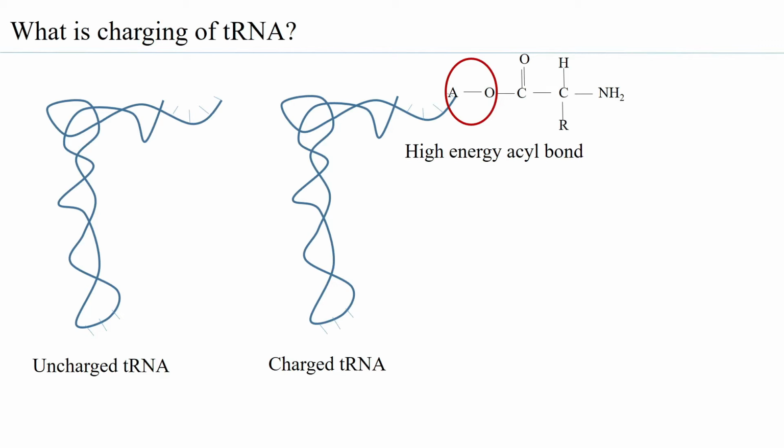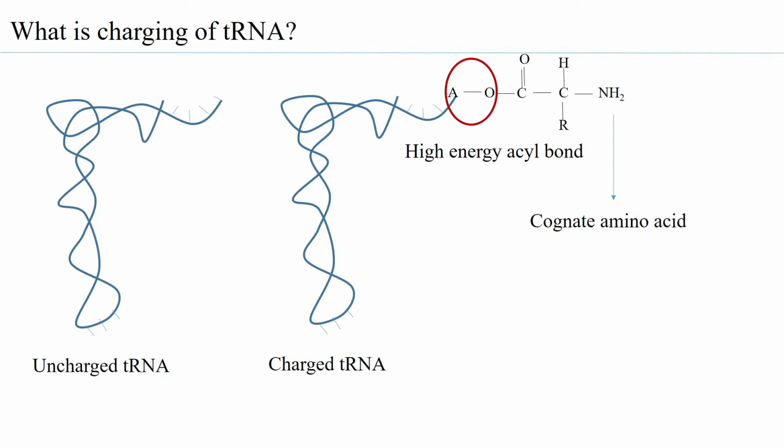And this being high energy is important while translation goes on, because during peptide bond formation no external energy is required in the form of ATP. It is this high energy bond that provides the necessary energy to form the peptide bond.